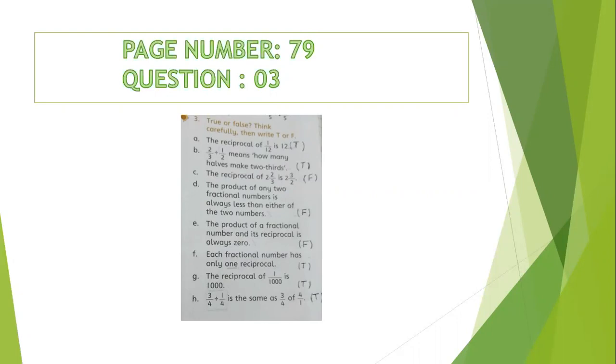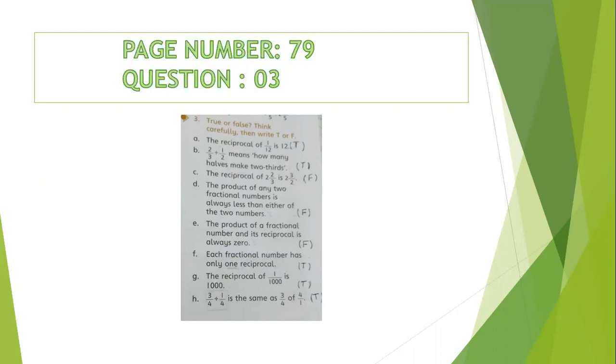The reciprocal of 2 whole number 2 over 3. Is this false? You convert it into an improper fraction and then you can take the reciprocal of this. The product of any two fractional numbers is always less than either of the two numbers. This is false because the product can also be the greater number. The product of a fractional number and its reciprocal is always 0. This is false.